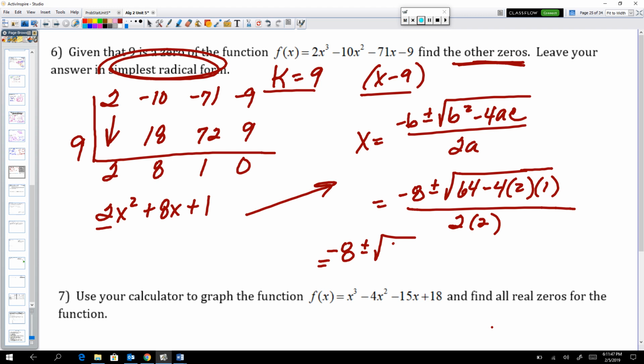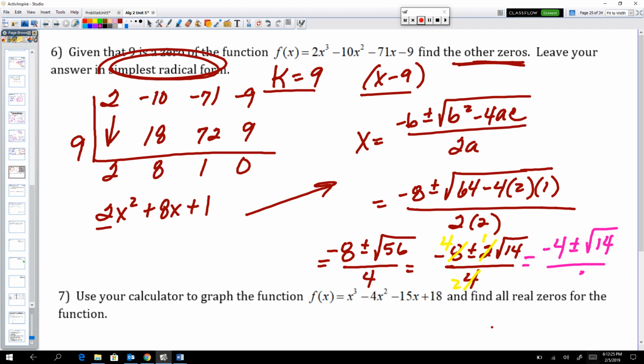64 minus 8 is 56. We know that there's a 4 within there, so we'll take negative 8 plus and minus 2 times the square root of 14 over 4. And the next thing we can take out is a 2 from everything. We'll leave behind 4, 1, and 2. Sorry for the yellow, I will fix that in a second. So we're left with negative 4 plus and minus the square root of 14 over 2.